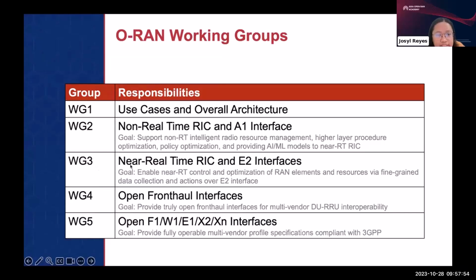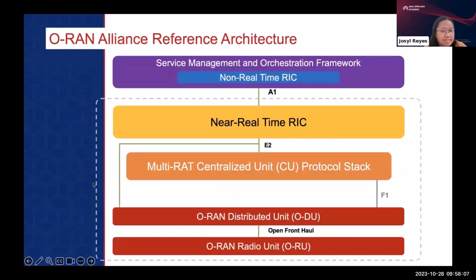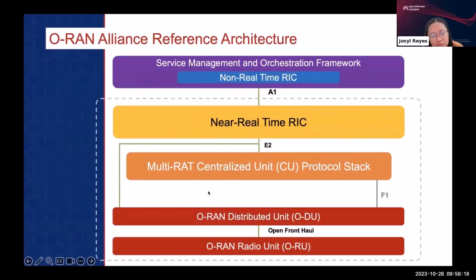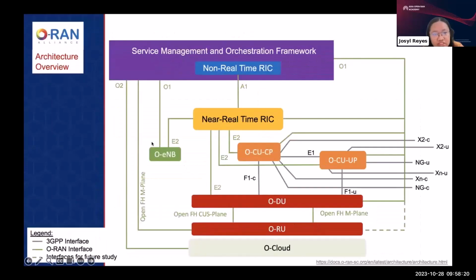Working group 3 is more on the near real-time RIC and the E2 interfaces. Remember, the E2 interface connects our near real-time RIC to the CU and DU. So, the near real-time RIC, through the E2 interface, goes to the CU and DU, as well as other nodes, the CUs and DUs of those other nodes. So it doesn't manage only one RAN. There are other RANs that it can manage.